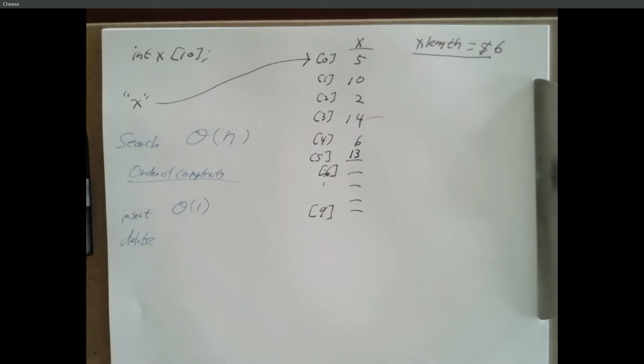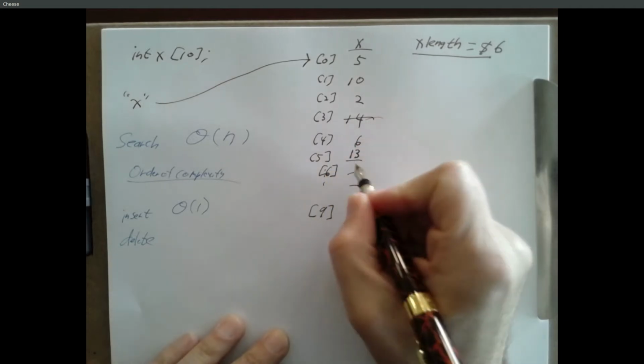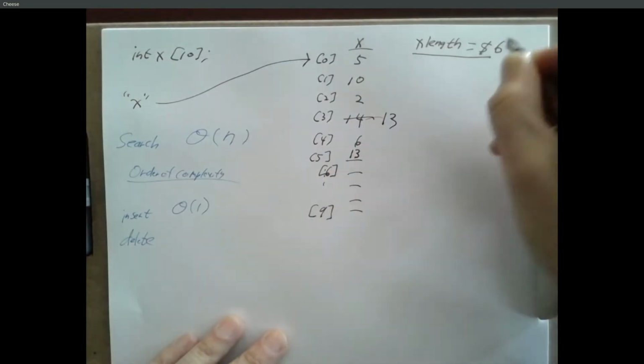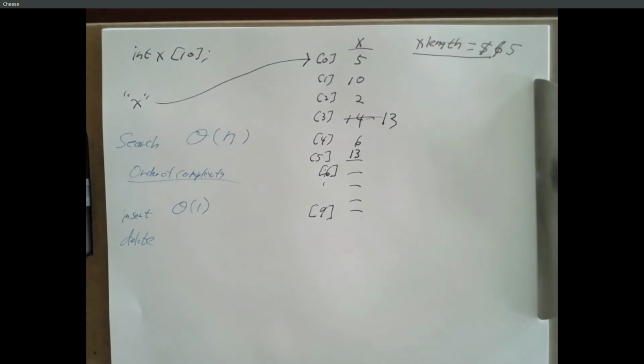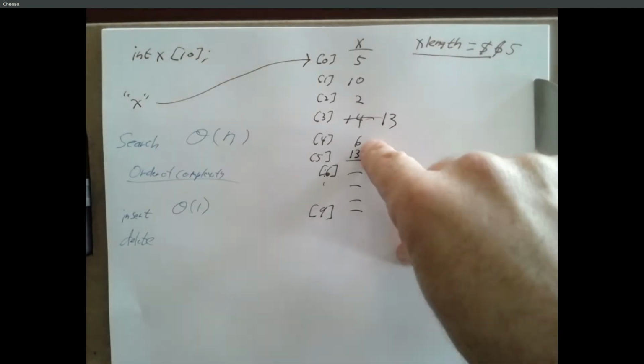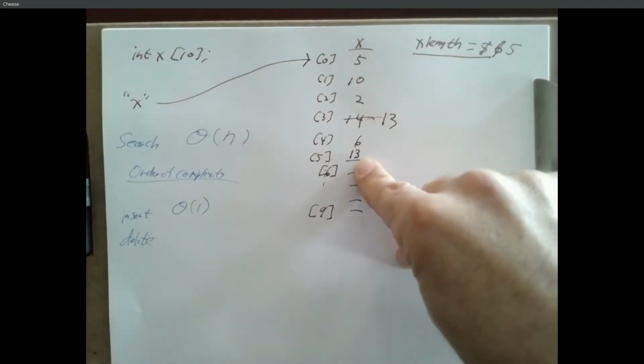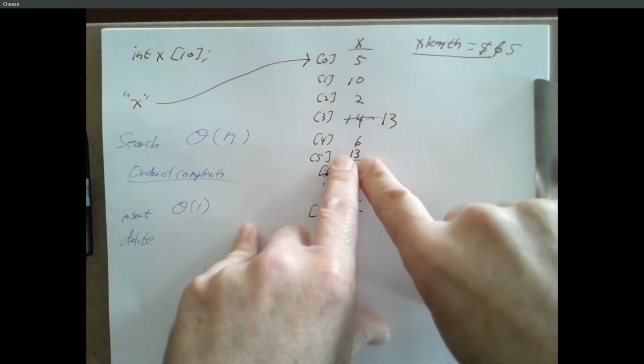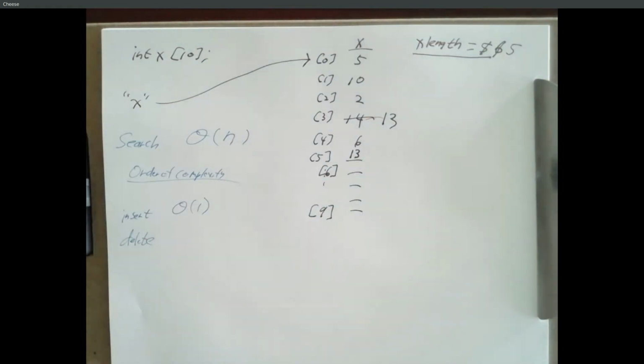Remember, the order of these numbers in the array doesn't matter. You could take the last number and put it in where you deleted it. So let's take this 14 and replace it with the last number and then decrement x length. And now what's in my array? Well, there's a 5, 10, 2, 13, and 6. And that's it. There's another 13 here, but since I'm saying there's only 5 things in the array, this is irrelevant. And that'll bring us back to order 1.